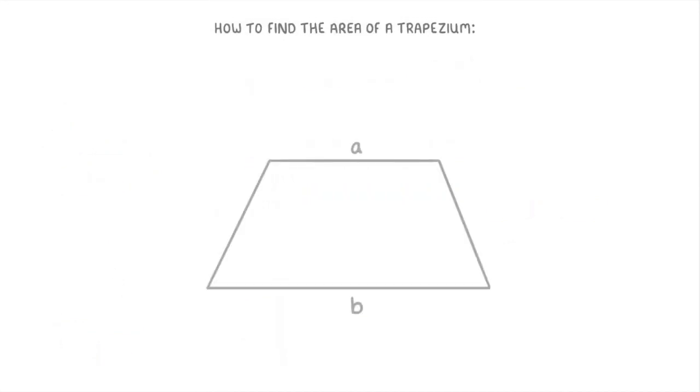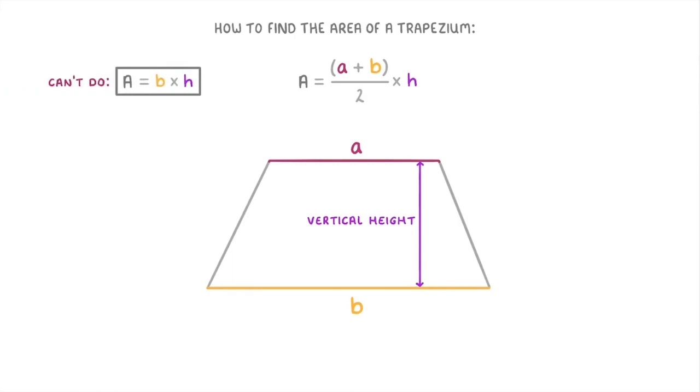The last one we have is the trapezium, with the formula that area equals (a plus b) over 2 times h, where a is the top side, b is the base, and h is the vertical height. Now, the reason that this formula looks a bit complicated is that in trapeziums, the top and bottom sides are always different lengths. And this means that we can't just use the formula area equals base times height, as we would with a rectangle or a parallelogram.